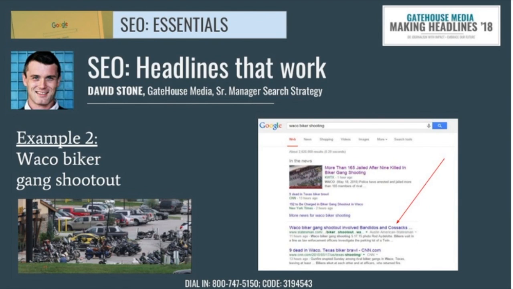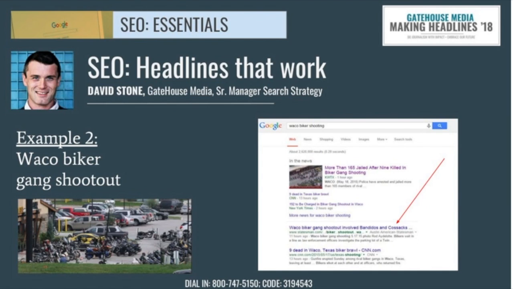Here we go. Waco biker gang shootout. Again, you see CNN, you see the New York Times, and then right below us you see the Statesman. The goal is never to rank number one. Honestly, if I knew how to tell every one of you to rank number one for every single story you put out, quite frankly, I'd be a very rich man. Gatehouse wouldn't be able to afford you, David. That's correct. Google has 95 billion reasons to keep that secret. They don't tell me all of that. I just have to really work through this and study this stuff.